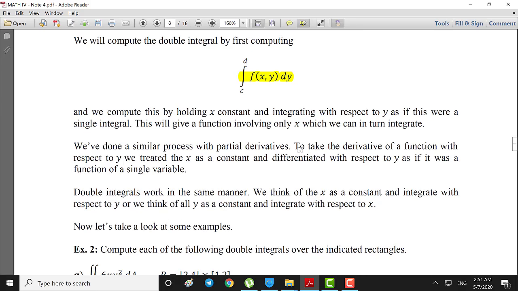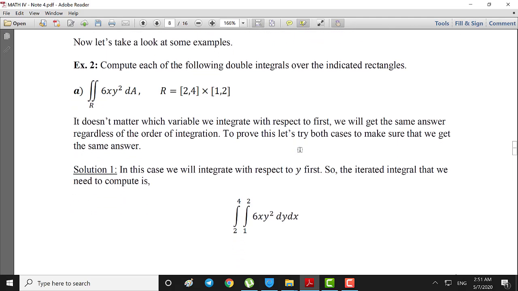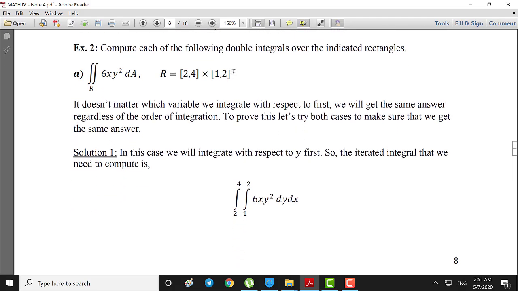So, let us go to the examples. It says compute each of the following double integrals over the indicated rectangles. In case A, the function is 6xy², and the indicated rectangle is R with x changing from 2 to 4 and y changing from 1 to 2, right?